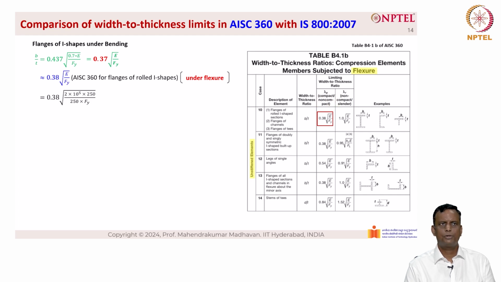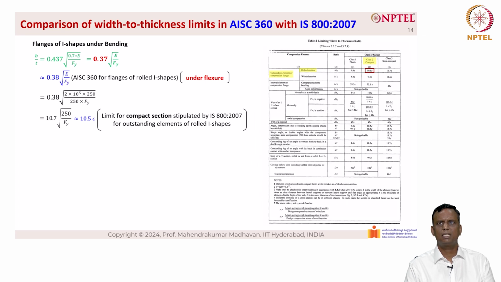Now, when we substitute E equal to 2 into 10 power 5, and we also multiply and divide by 250 to introduce the strain limit epsilon, we have 10.7 into root of 250 by Fy, which is nothing but 10.5 into epsilon, which is the limit for compact sections stipulated by IS 800 2007 for outstanding elements of rolled I shapes, which is shown on the right hand side of the picture. In Table 2, you can see that for class 2 compact, you have 10.5 as the limiting value.